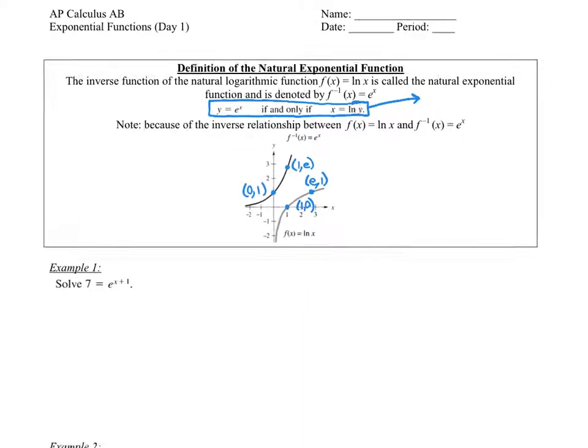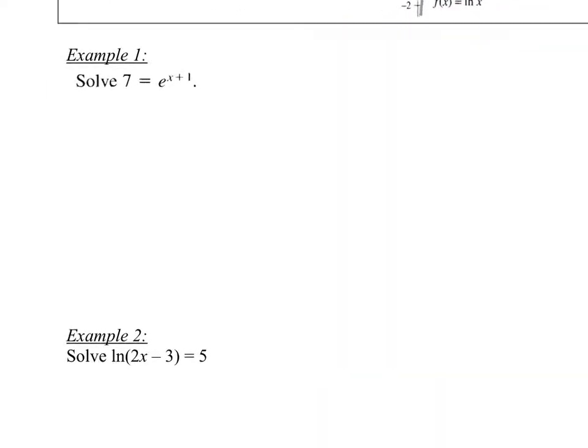But let's run through a couple of quick examples of solving some of these equations. I want to make sure that we have this basic skill down before we start doing derivatives. So if I have 7 equals e to the x plus 1, what do I do with that? Yeah, take the ln of both sides. So ln of 7 equals ln of e to the x plus 1. And how does that help us?